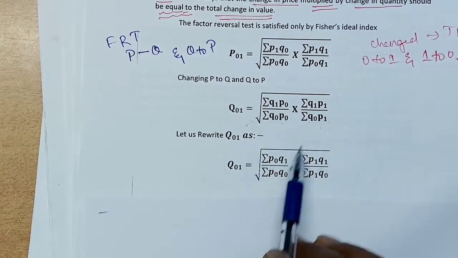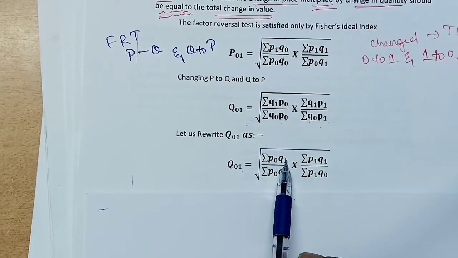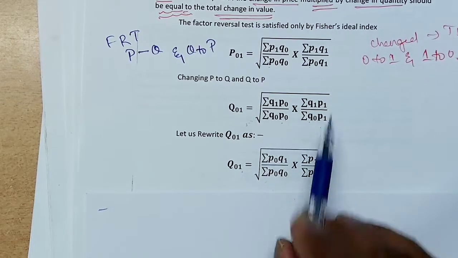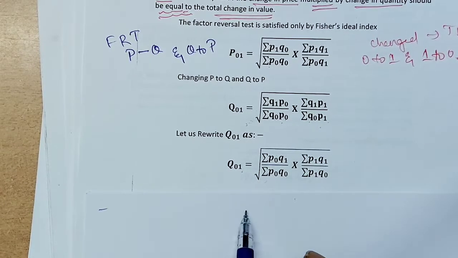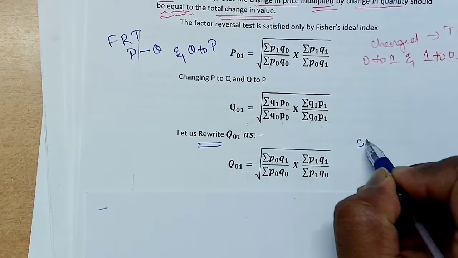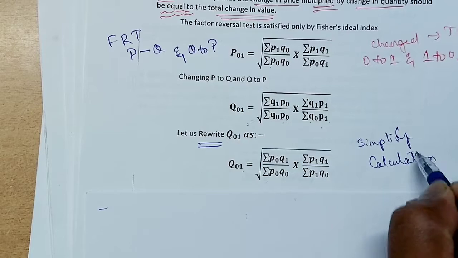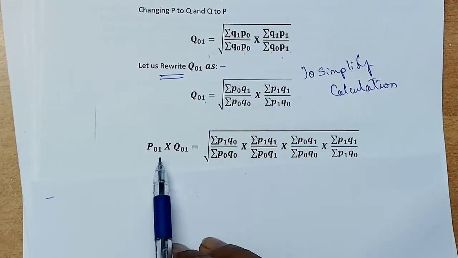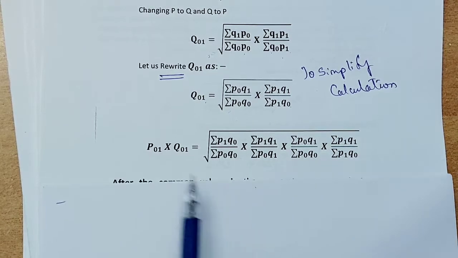Let us rewrite this formula. Q1 P0 is nothing but P0 Q1, Q0 P0 is P0 Q0, Q1 P1 is equal to P1 Q1, and Q0 P1 is equal to P1 Q0. The objective of why we are rewriting this is to simplify our calculation. Now let us multiply the product of price and quantity so that we will arrive at the value.